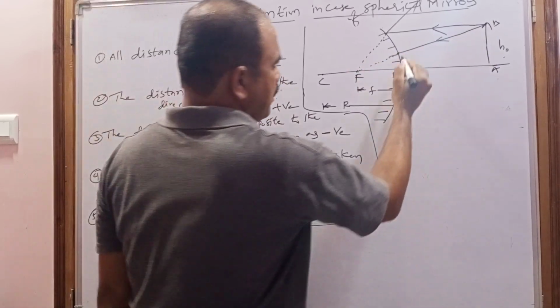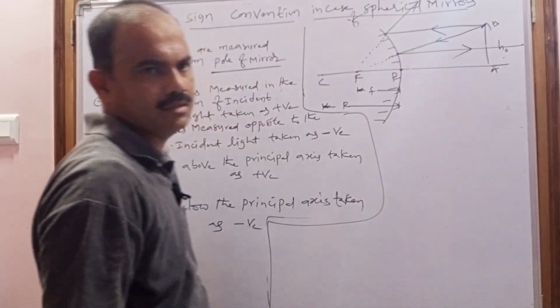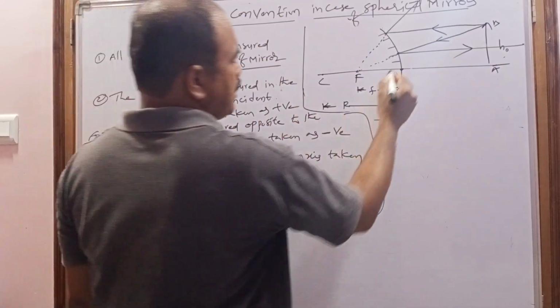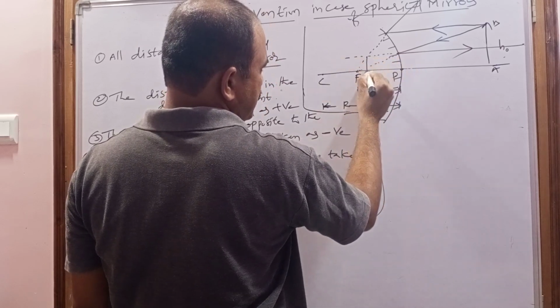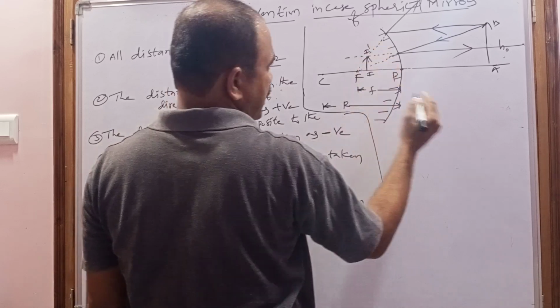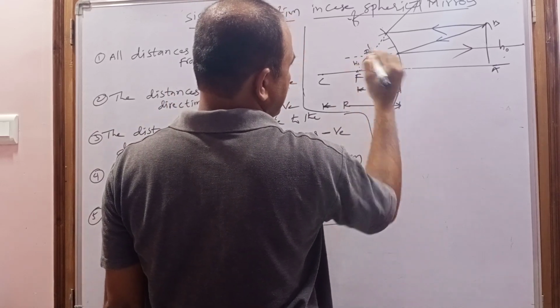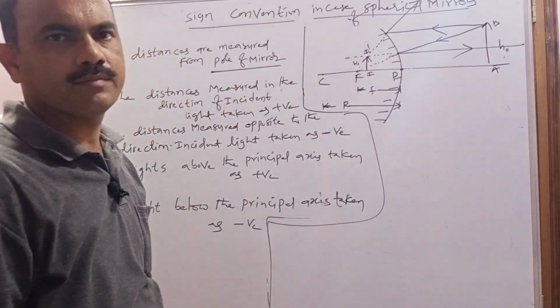After reflection, what happened? It is parallel to the principal axis. But these two rays never intersect. So when they are extended back, they intersect at this point, which is the formed image. This is I dash, and this I dash is hi. So this is the height of the object, and this is the height of the image.